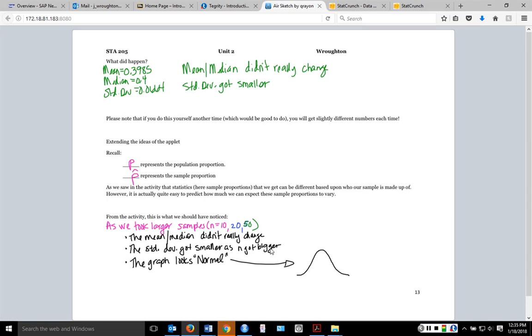So we're going to use these ideas when we look at our next video. We know the mean and median didn't really change. We do know though that sample size, this n, did affect our standard deviation. And we know some things about normal distributions that we can use, and that we'll see extend into our next video.